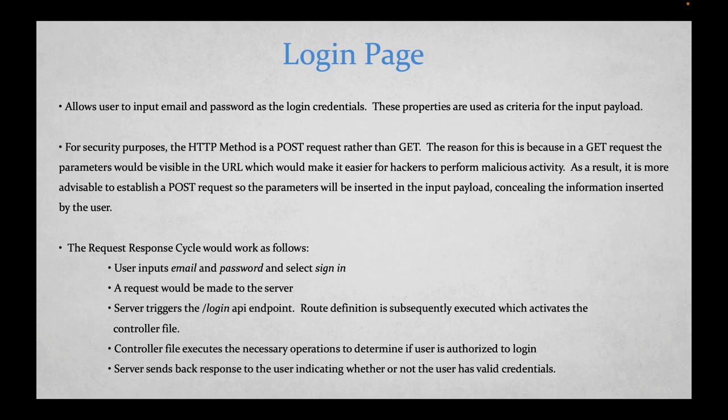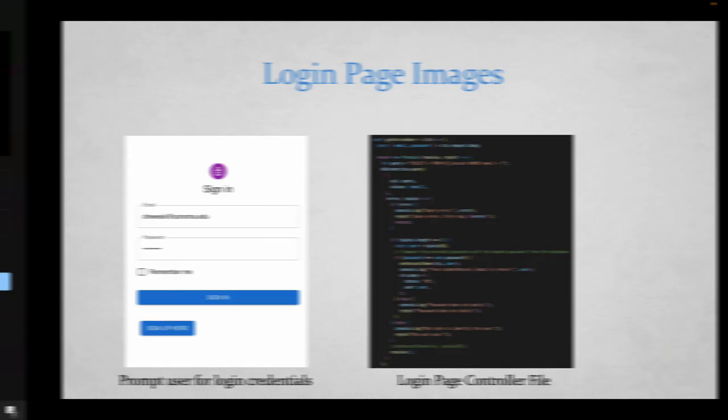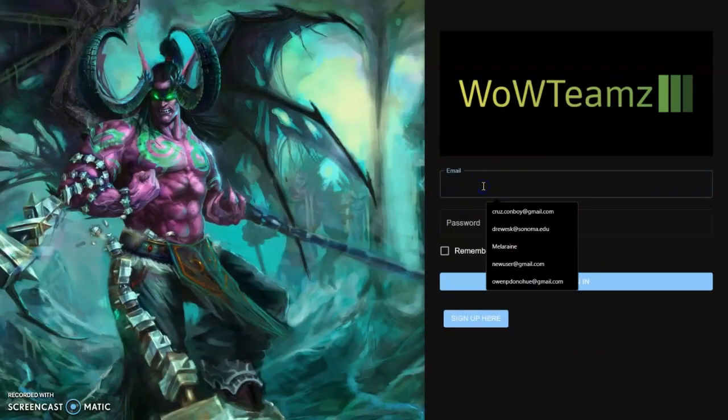The route definition is subsequently executed, which activates the controller file. And then from there, the controller file executes the necessary operations to determine if the user is authorized to log in. Then from there, the server sends back a response to the user indicating whether or not the user has valid credentials. Let's sign into the app. I'll use my admin account.